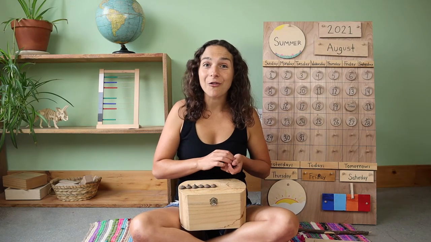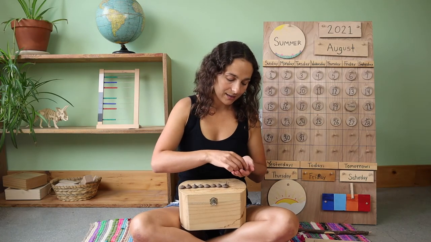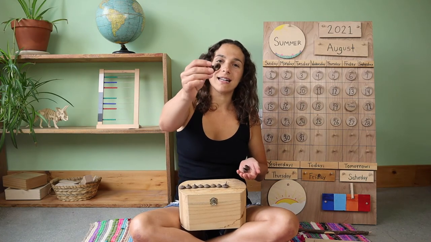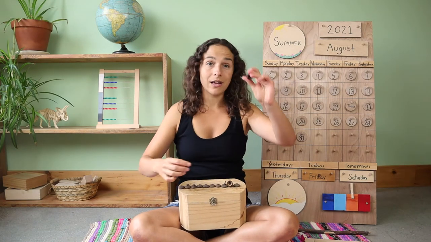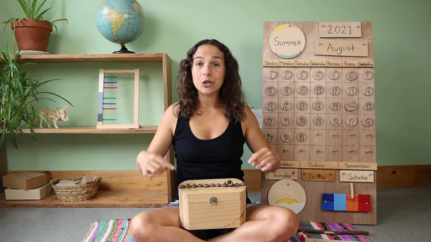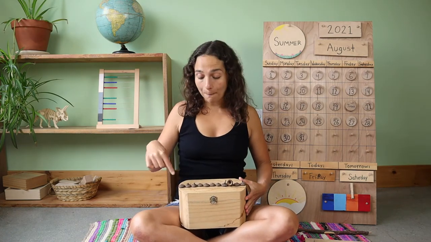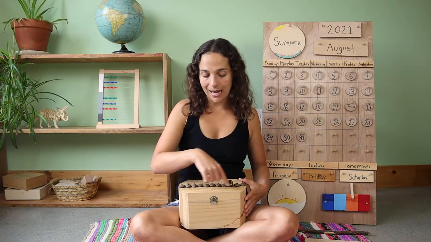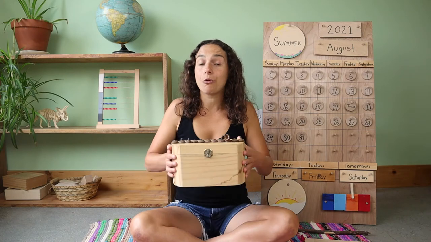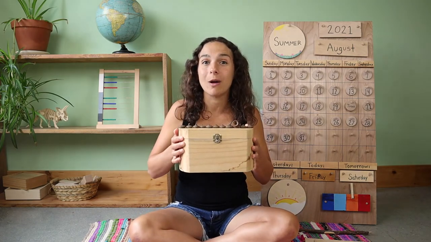1, 2, 3, 4, 5, 6, halfway there, 7, 8, these two are connected. 9 and 10. 11, 12. 12 acorn tops. And look at that. They fit perfectly across the top of the box. Next week, I think I'm going to have to make another row in order for all of the acorn tops to fit. But this week, we counted 12.